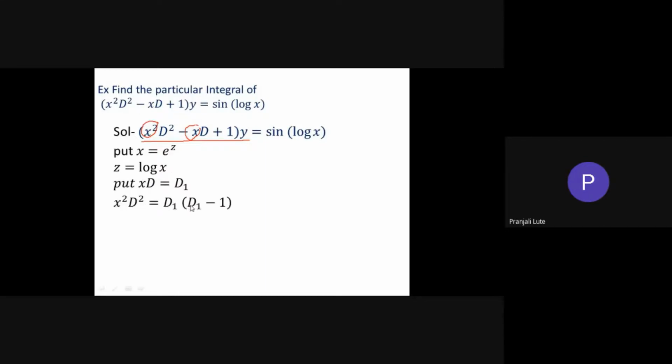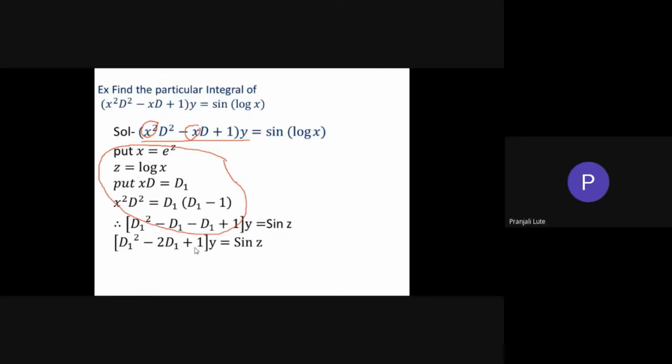So this equation can be written as (D1 square minus D1 minus D1 plus 1) y equal to sine z. So here minus D1 minus D1 is minus 2D1, plus 1, y equal to the right hand side, which is sine of log x, and log x is z. So we have to write here sine z. So your differential equation is (D1 square minus 2D1 plus 1) y equal to sine z.